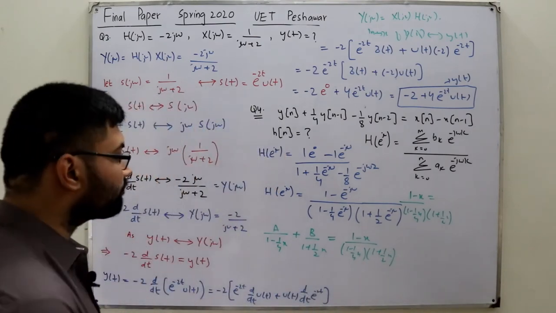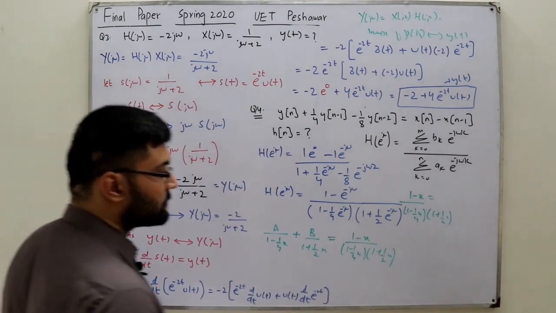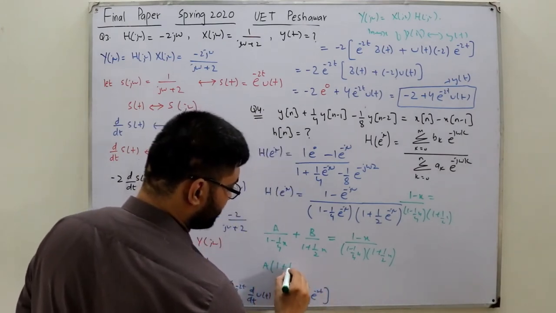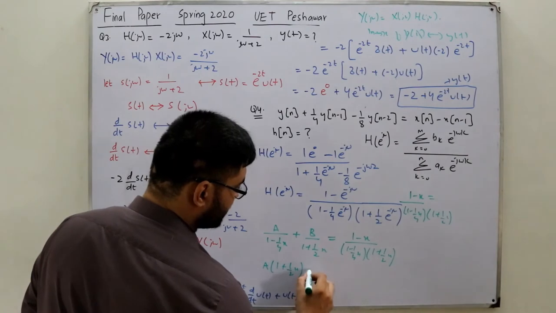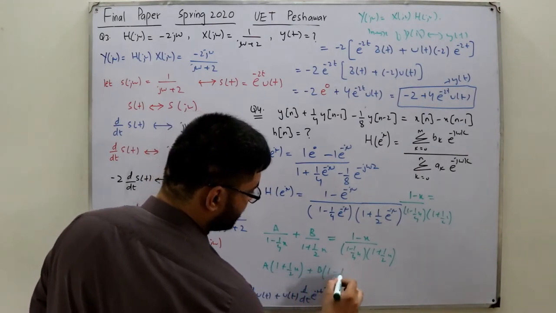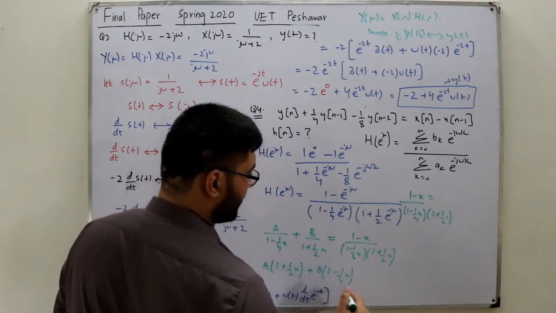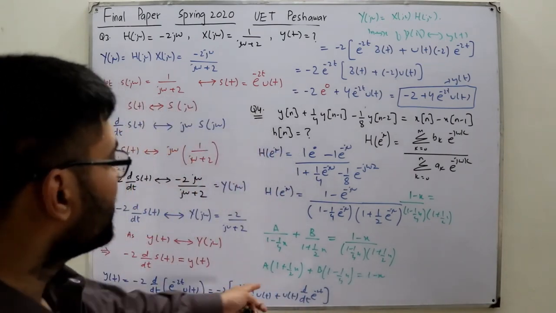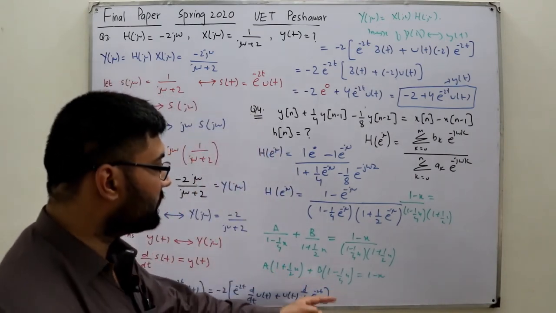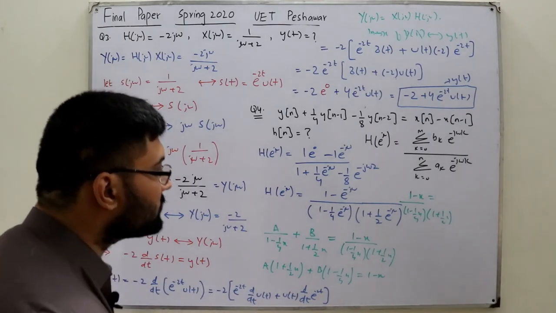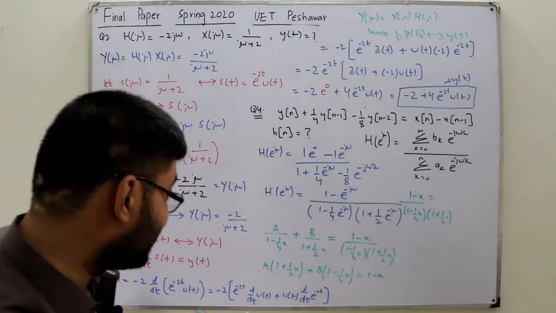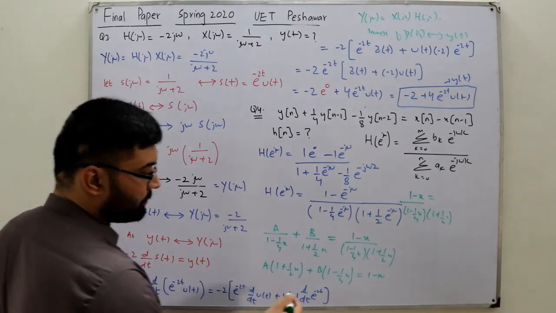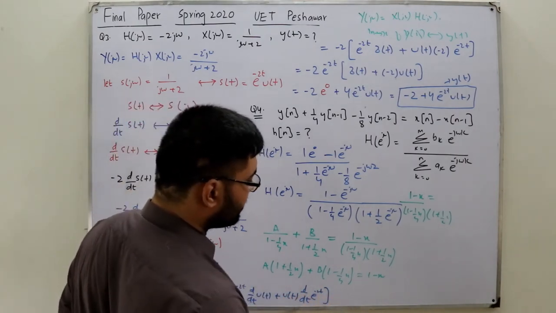Now, you multiply both sides. So what would you get? You would get A into 1 plus 1 over 2 x plus B into 1 minus 1 over 4 x, and this would be equal to 1 minus x. Now, for finding A, you need to put B equal to 0. Isn't it like this? So putting B equal to 0 would not do anything.